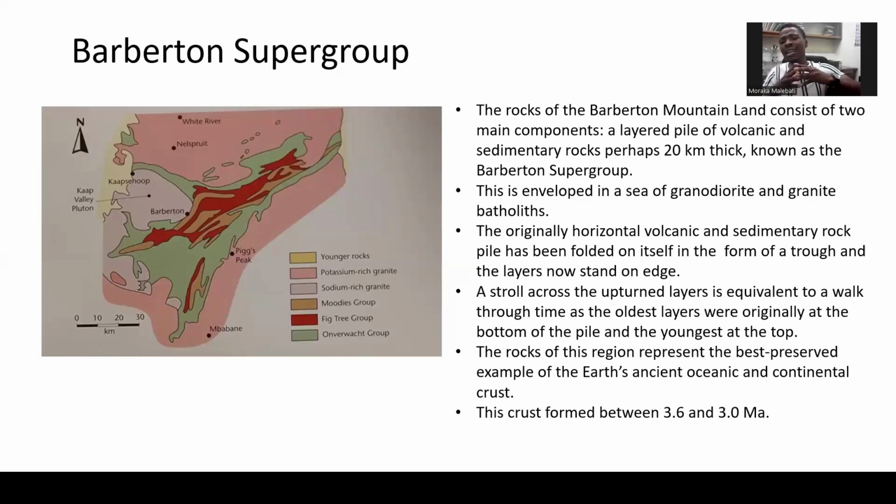The rocks of this region represent the best preserved example of the Earth's ancient oceanic and continental crust. And this crust formed between 3.6 and 3 billion years ago.